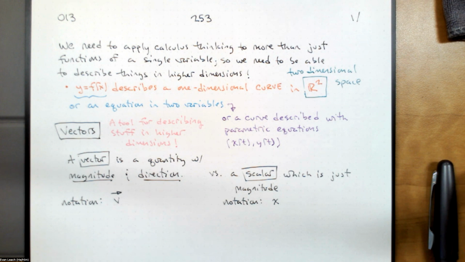When we're typing, sometimes instead of putting an arrow over the top, because we don't have an arrow over the top button, we might use bold for a vector. So this might be bold when typing.